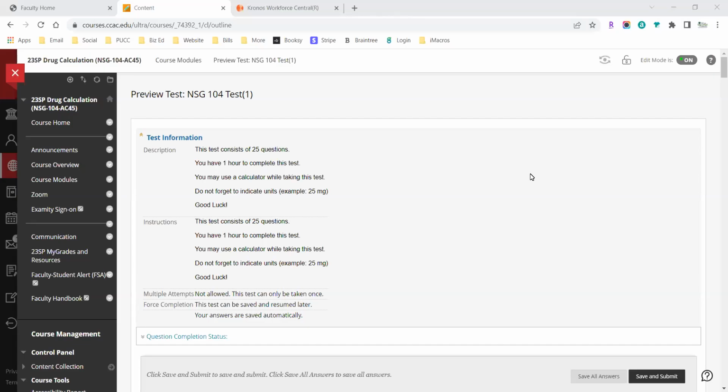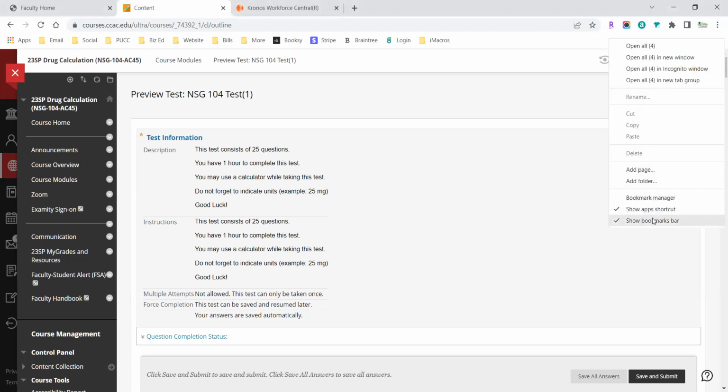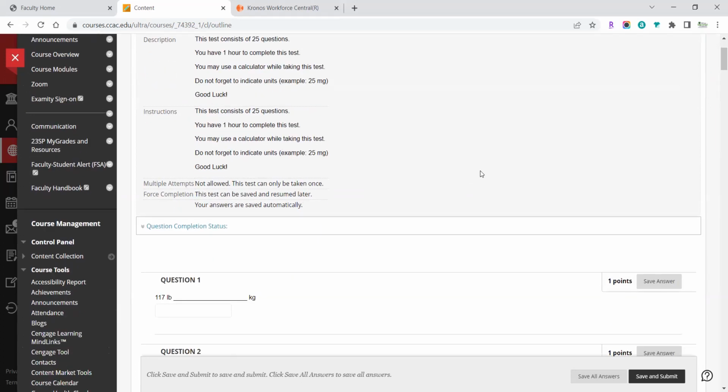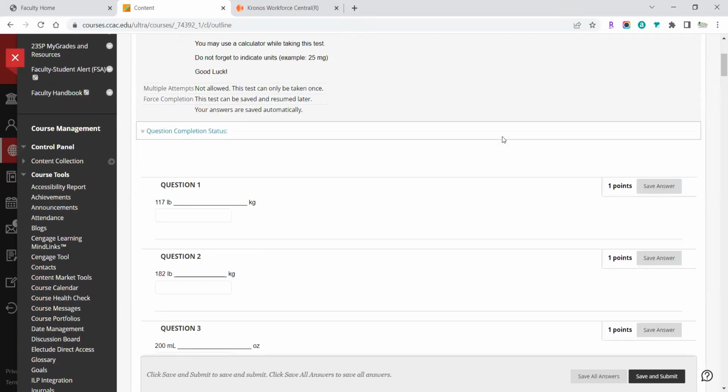All right, so this is just a sample Blackboard test that you may or may not see. I just want to close out some things that you may or may not see associated with your test. I created this so it has really nothing to do with any particular campus, but you're going to see it. It's going to look very similar to this.